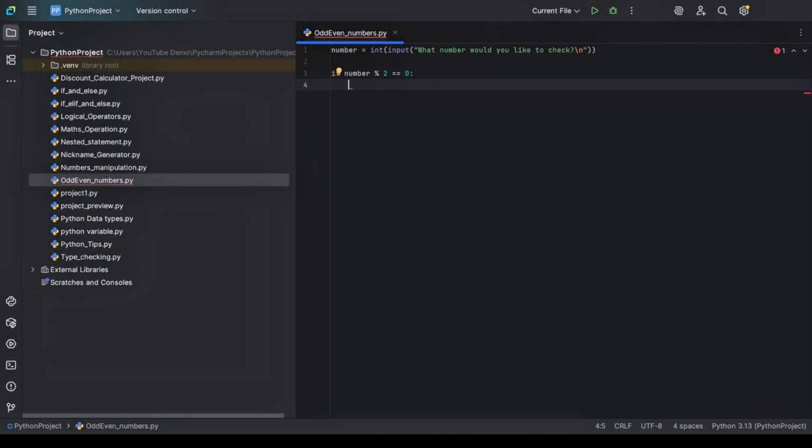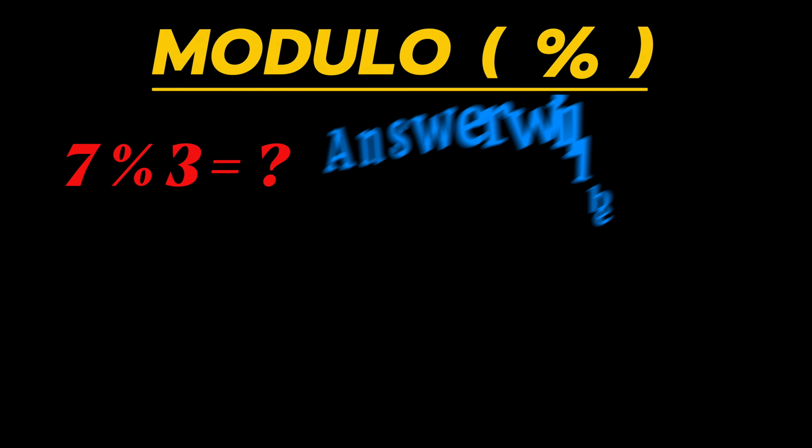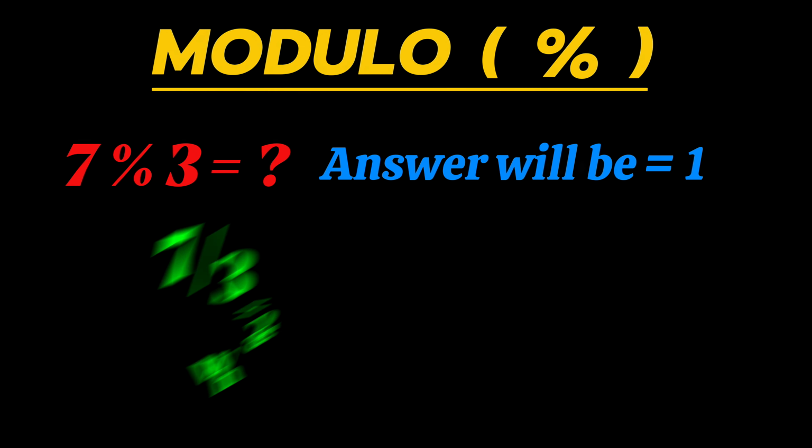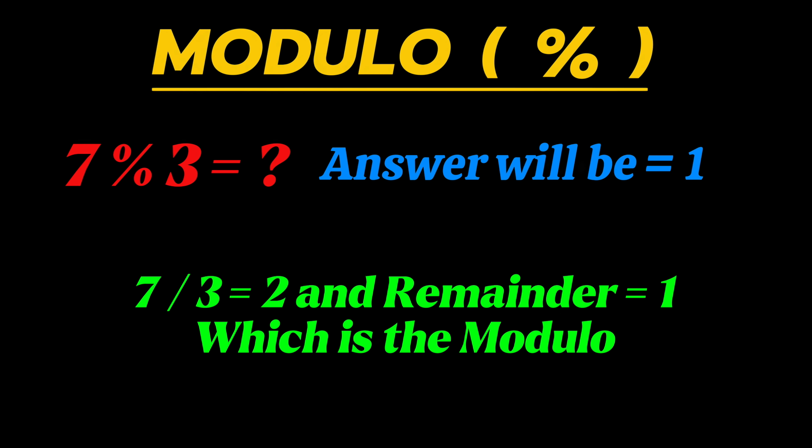Under this indentation, we can prompt the user to give them feedback if this condition is true. So if number modulo 2 is equal to 0, what is the logic behind this code? How does this work? Remember when we treated Python mathematical operations, we said a modulo gives the remainder of a division. So if we have something like 7 modulo 3, the answer will be equal to 1, because 7 divided by 3 is equal to 2 and the remainder is 1, which is the work of the modulo.